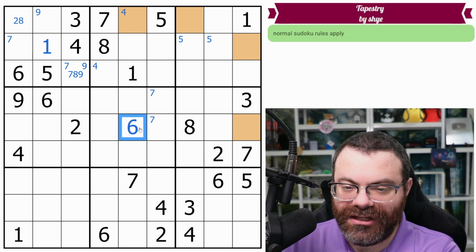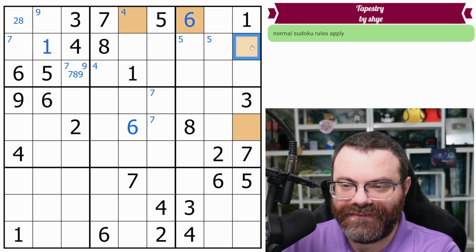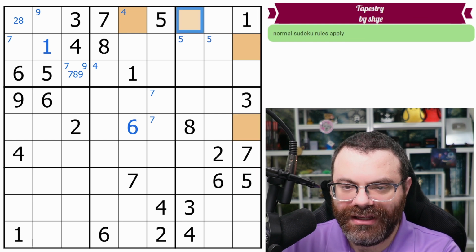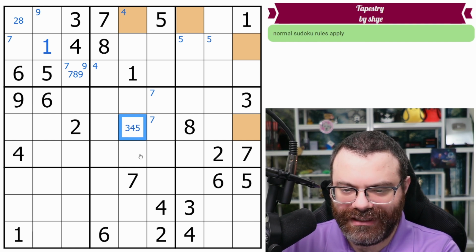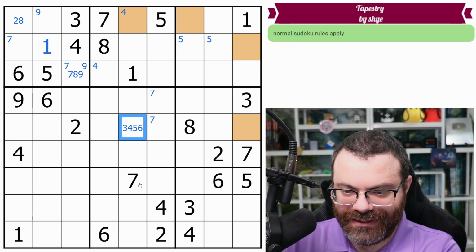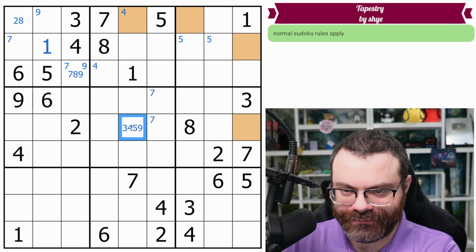Because if this cell were a 6, the 6 in this row would have to go here, and the 6 in this column would have to go here, and that breaks the puzzle. So this cell can't be 6. Let's just fill out what this cell can be. It can't be 1, 2. It could be 3, 4, 5. I'm going to add 6 just for a second. 7, 8, 9. Okay, so now we have proven that it can't be 6.